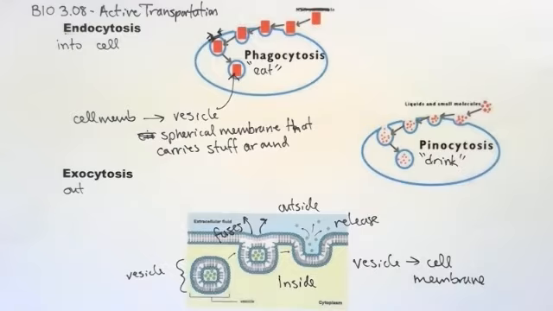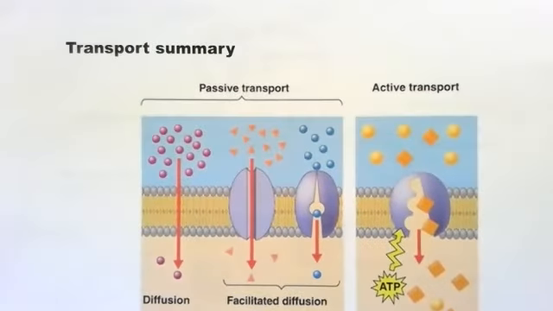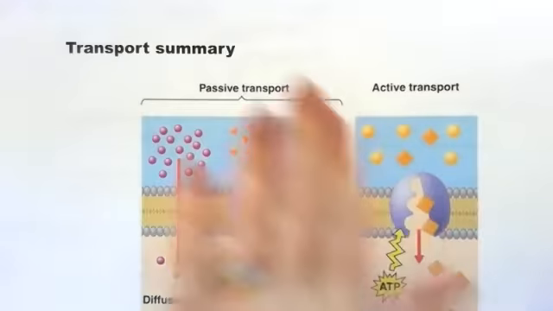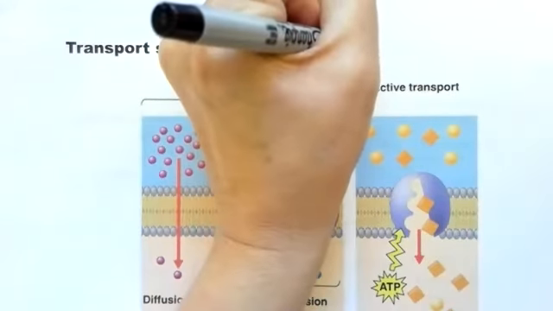Right, we're going to flip back to this page, and I'm going to add another page. I'm going to hit the pause button. Okay, we've already done this side of the sheet. So this is our active transport, and what we have here is our sodium-potassium pump.